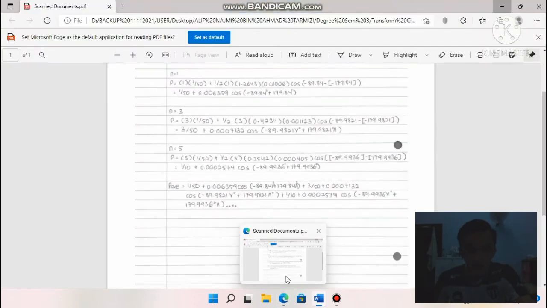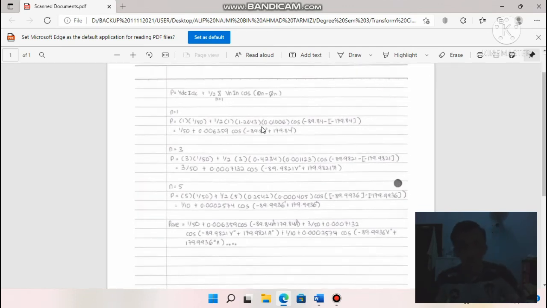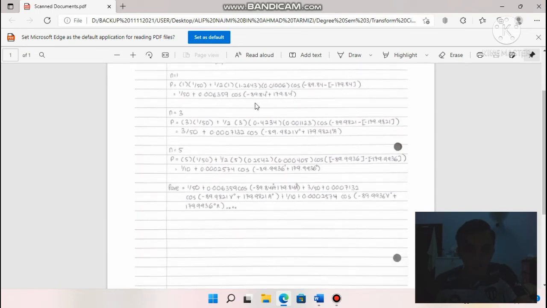So the next one is to calculate the power. The formula of power is VDC IDC plus 1/2 Vn In cos of the voltage angle minus the current angle. Now we find the power. Firstly N1, the power is equal to, we put the values that we know into the equation. So we get this answer for power at N1.